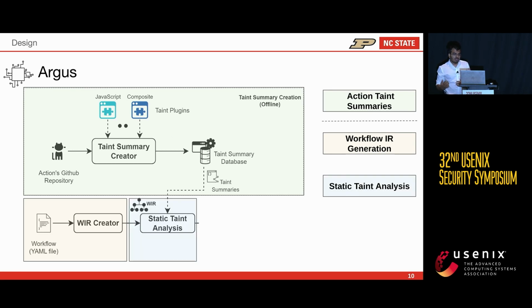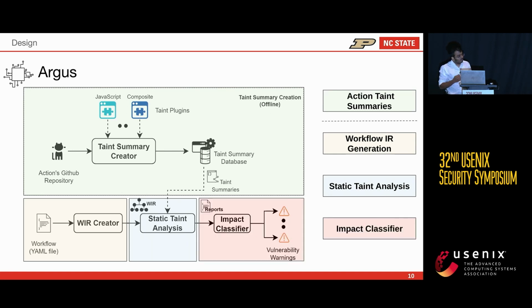Then we run the static taint analysis engine on the workflow IR, which queries the database for taint summaries whenever needed. Finally, for whatever reports we get, we run the impact classifier to classify the impact of each of those reports. Now let's look at each of those components a bit more in detail.